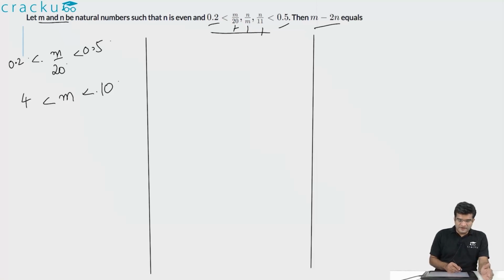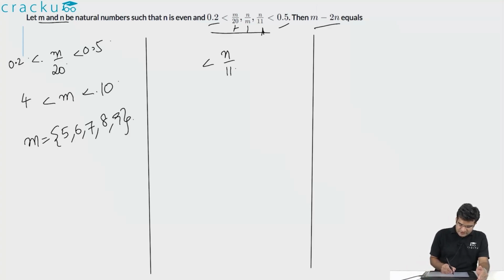So what are the possible values that m can take? Because we know that m is a natural number, m can be either 5 or 6 or 7 or 8 or 9. Let us look at the second inequality. We are told that n by 11 is also greater than 0.2 and it is less than 0.5. So let us multiply the entire inequality by 11.